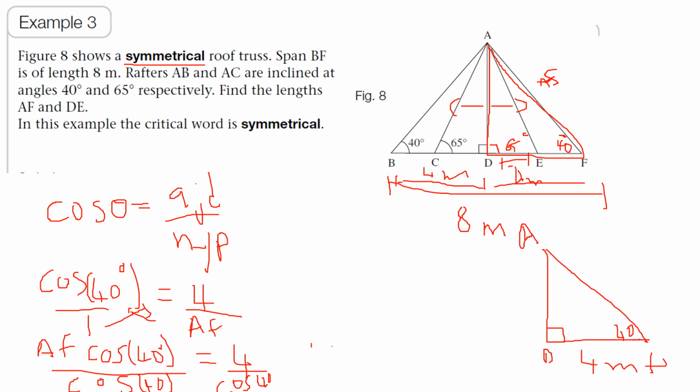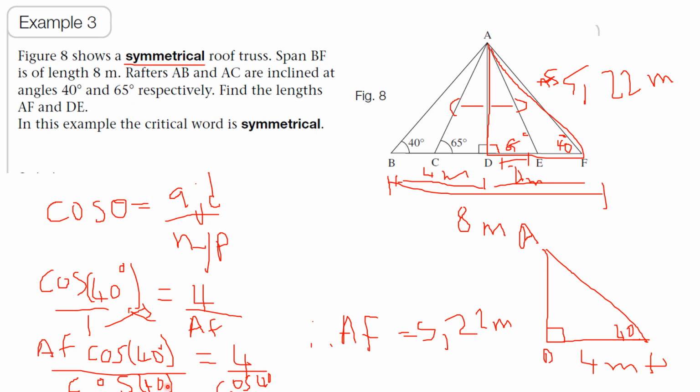So the value of AF is going to be how much? Let me put down the calculator. Don't forget, if your calculator is in radians, make sure you change it to degrees because you are working with degrees. So it's 4 divided by cos of 40. Your answer AF is equal to 5.22 meters. So now you have your length of AF, which is 5.22.